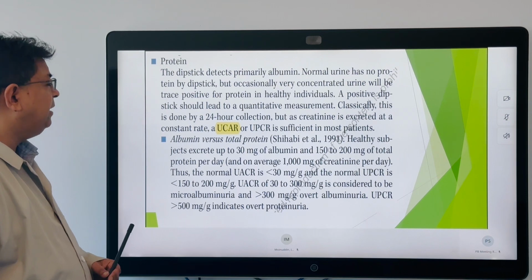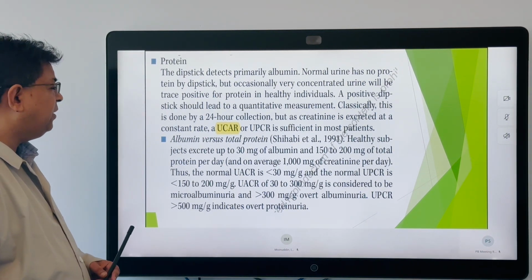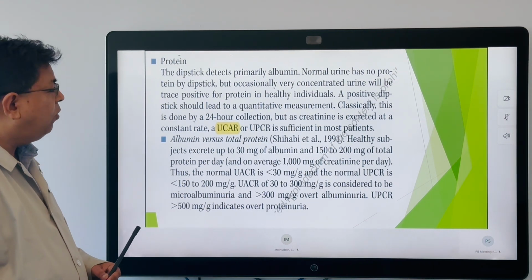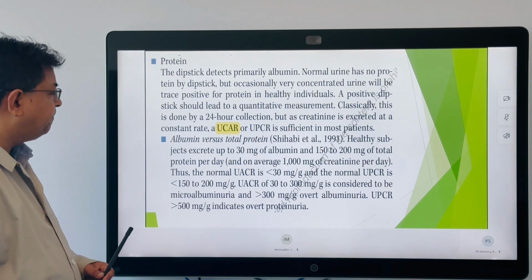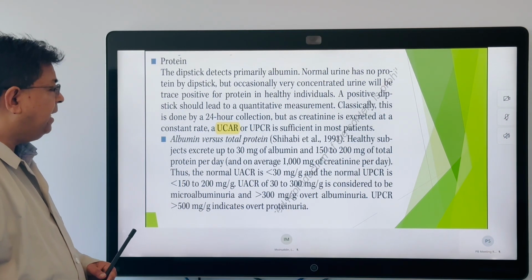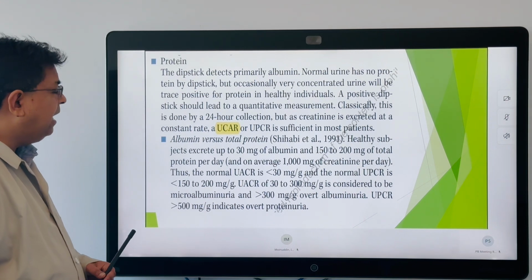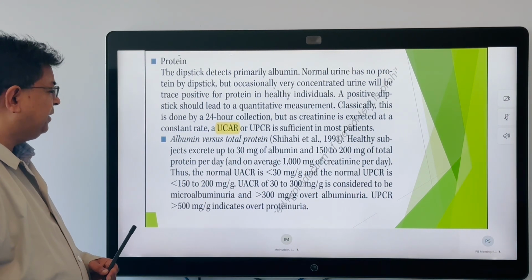Classically, this is done by a 24-hour urine collection, but as creatinine is excreted at a constant rate, a urine albumin to creatinine ratio or urine protein to creatinine ratio is sufficient in most patients. Healthy subjects excrete up to 30 milligrams of albumin and 150 to 200 milligrams of total protein per day. And on average, 1,000 milligrams of creatinine per day is excreted.